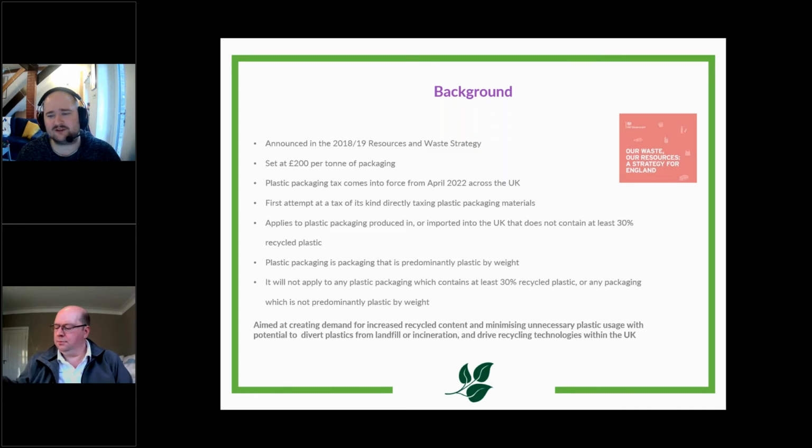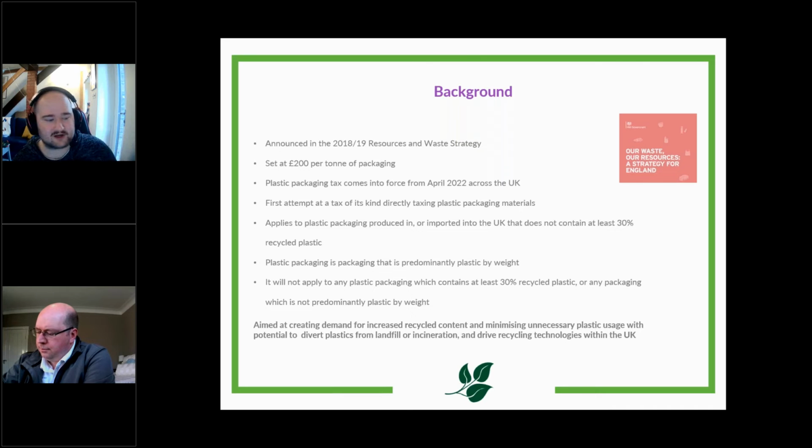What that resources and waste strategy does is its aim is to increase the amount of materials that we use in an efficient manner and increase the amount of recycling we do in the UK in total. So this tax is currently planned to come in from April next year. It will be set at £200 per tonne. So for every tonne of plastic packaging placed on the market, in theory, a £200 value tax could apply on that. It is actually the first attempt of its kind at a direct material tax on plastic.